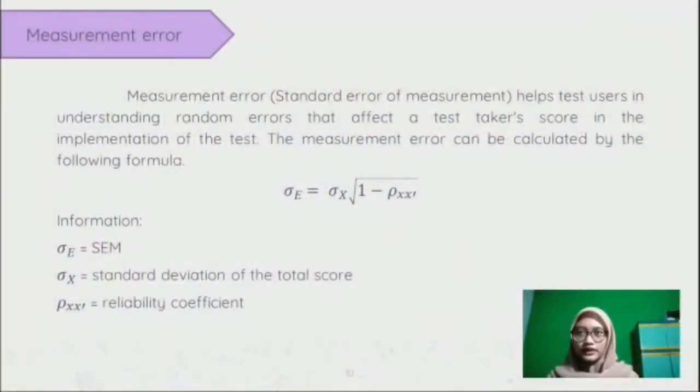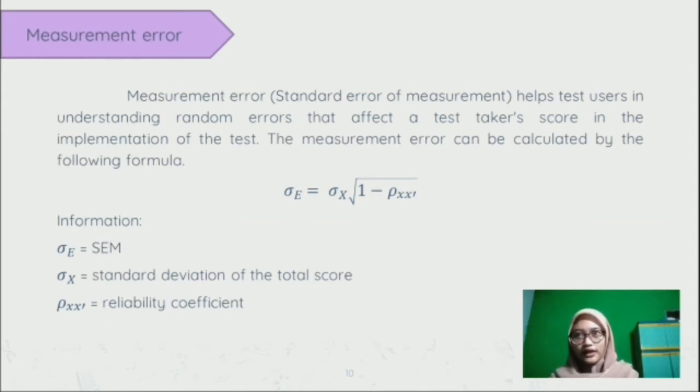Next is measurement error. Measurement error, or standard error of measurement, helps test users in understanding random errors that affect a test taker's score in the implementation of the test. The measurement error can be calculated by the following formula. That is, standard error of measurement is equal to sigma x times the root of 1 minus rho xx prime, where sigma x is the standard deviation of the total score and rho xx prime is the reliability coefficient.